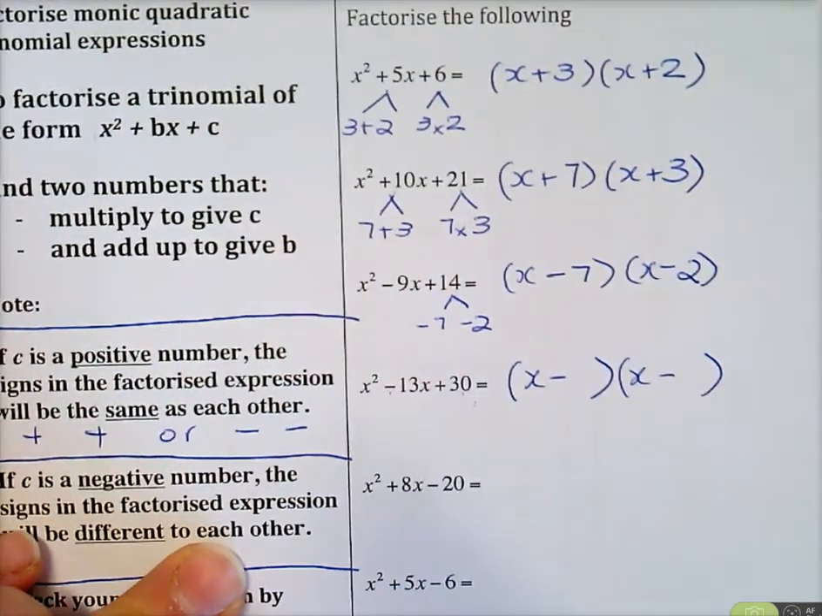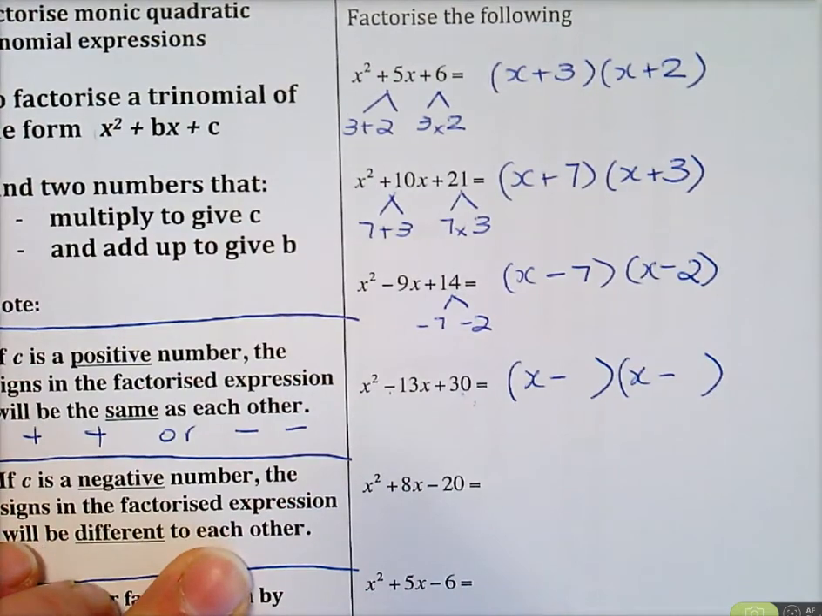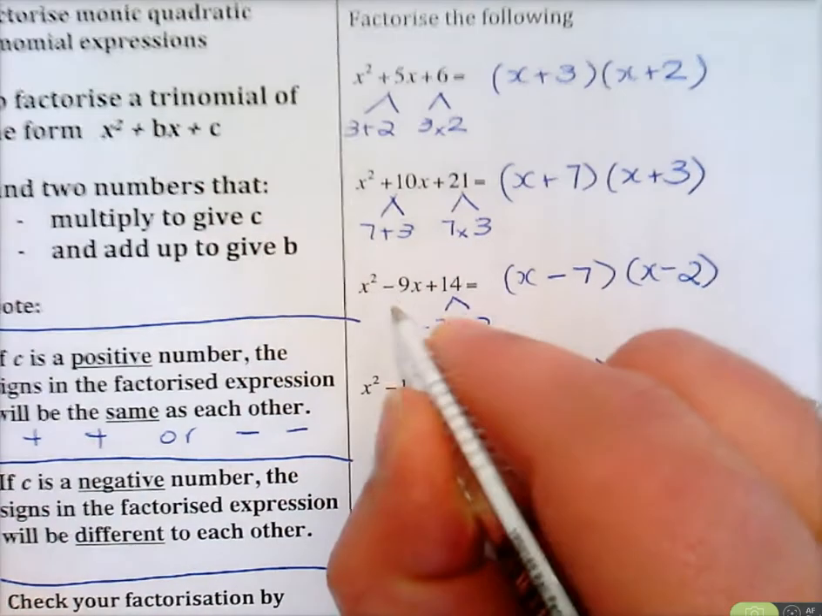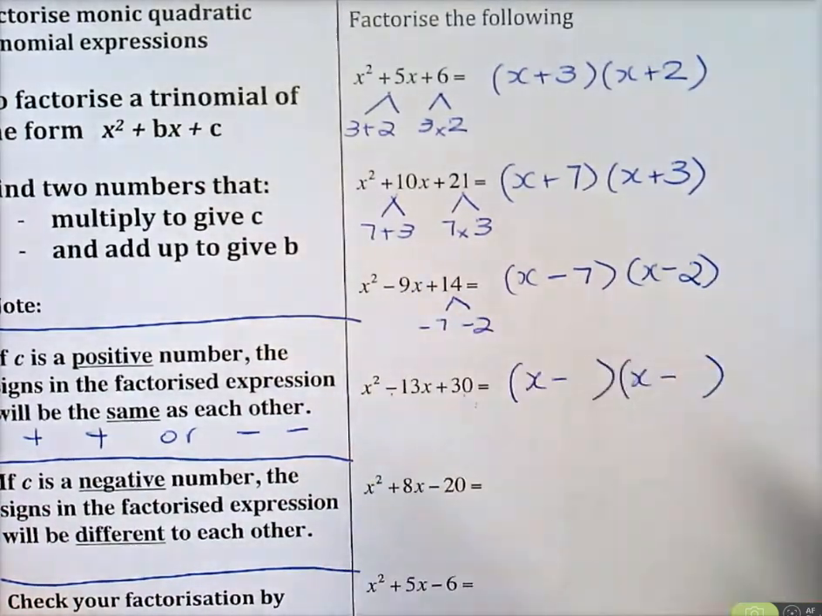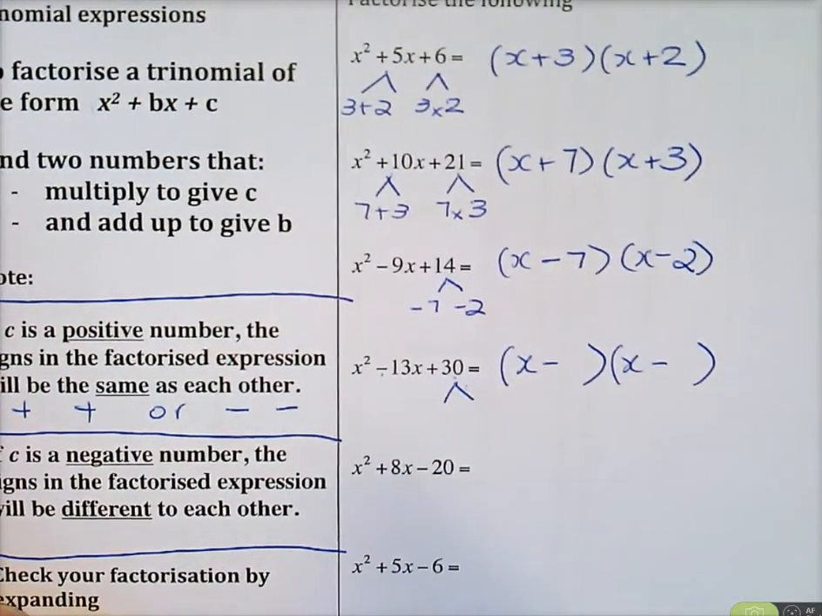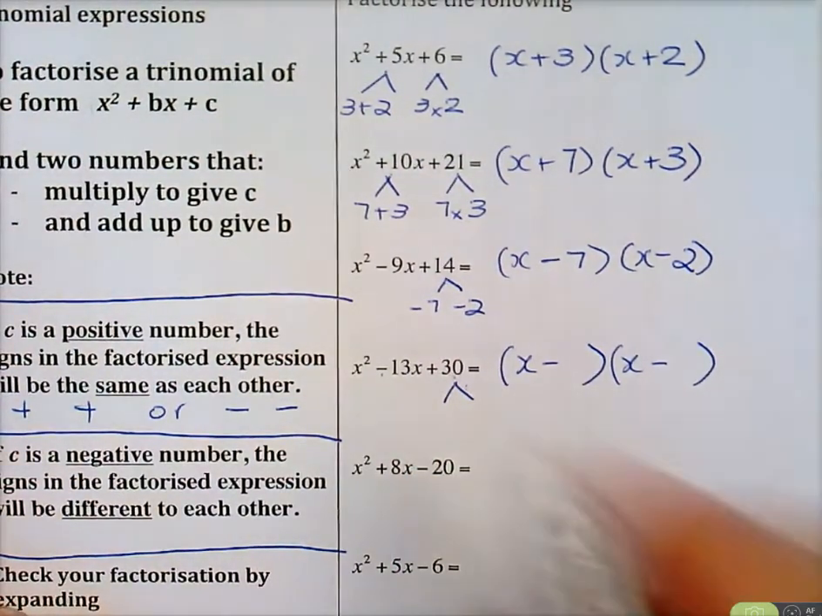Because negative 7 times negative 2 is positive 14. Negative 7 and plus negative 2: 7 minuses and 2 minuses give me 9 minuses. So negative 7 plus negative 2 gives me negative 9. This one as well, girls, the constant's positive, so it's got to be 2 positives or 2 negatives.